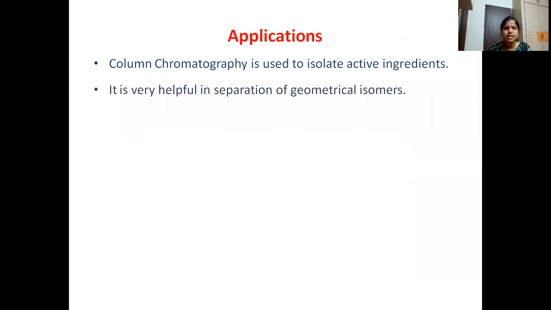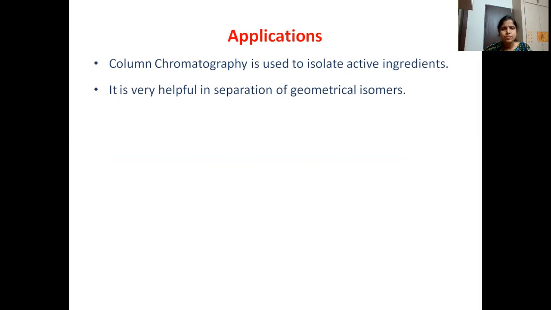Now the last part, we'll check out the applications of column chromatography. Column chromatography is used to isolate the active ingredients. If a mixture of compounds is given, you can easily isolate which ingredient is active by column chromatography. It is very helpful in the separation of geometrical isomers.